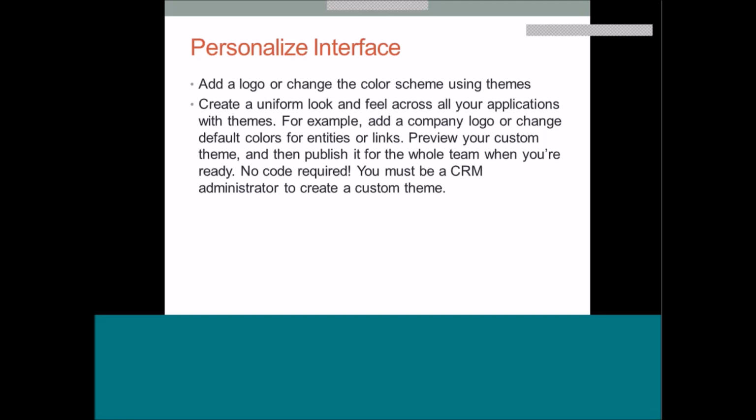The other nice thing that you can do in 2016 is personalize the interface. You can add a logo, or you can change this color scheme using the themes area, and that's in the settings customization area. So you can create a uniform look across your different applications by adding the logo. Some people have in-house custom applications that already have a specific look and feel to them. Then when you introduce Dynamics, perhaps it's not fitting with your company's look and feel of your other applications, but now you can customize it so you have the look and feel of your organization. You can change the colors, you can add a logo, and that sort of thing.